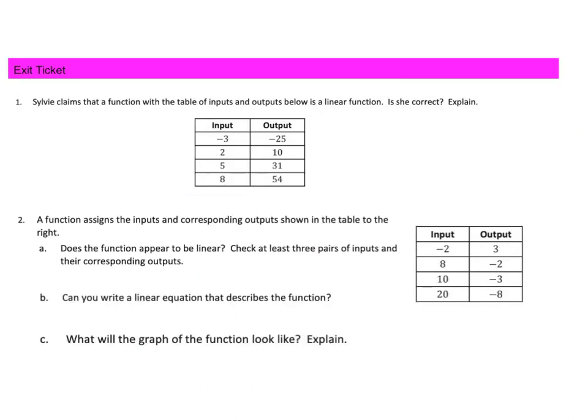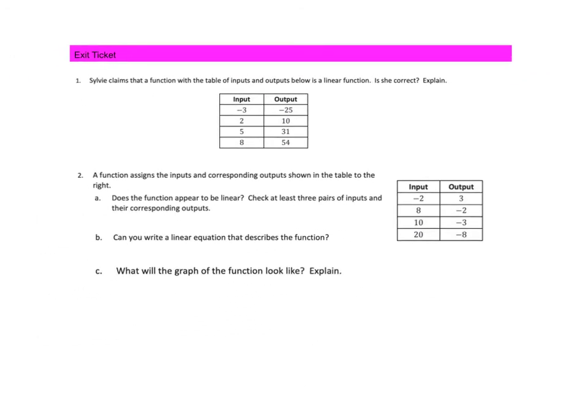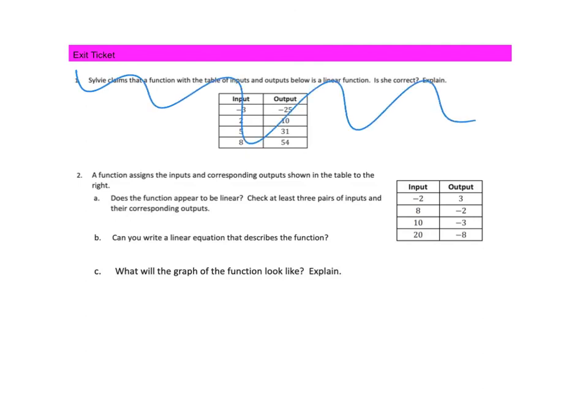All right, here's what your exit ticket looks like today. I'm actually going to not make you do number 1. I'm just going to have you do number 2. So you're going to get this table. I want you to find the m. I want you to find the b. I want you to write the equation in y equals mx plus b format. I want you to tell me, does it check out for each row? And then I want you to describe what this would look like on a graph.